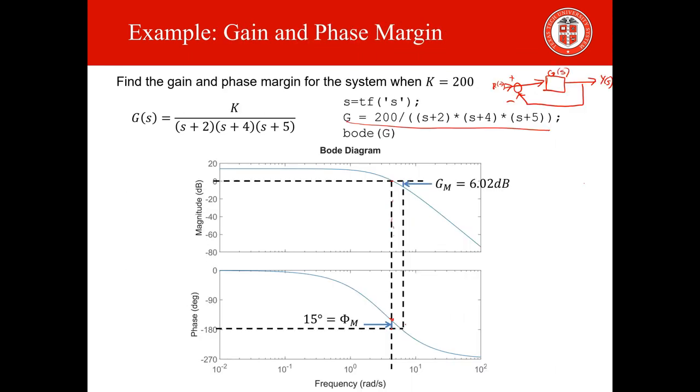So if we go back now to the point where our phase plot hits the 180 degree, or negative 180 degree in this case, point, and then we draw a line straight up to where our magnitude is. The distance between the 0 decibel line and our magnitude plot, that is our gain margin. So we have 6 decibels of gain margin for this system. Okay, so this system is stable, but a very small perturbation could destabilize it, right?